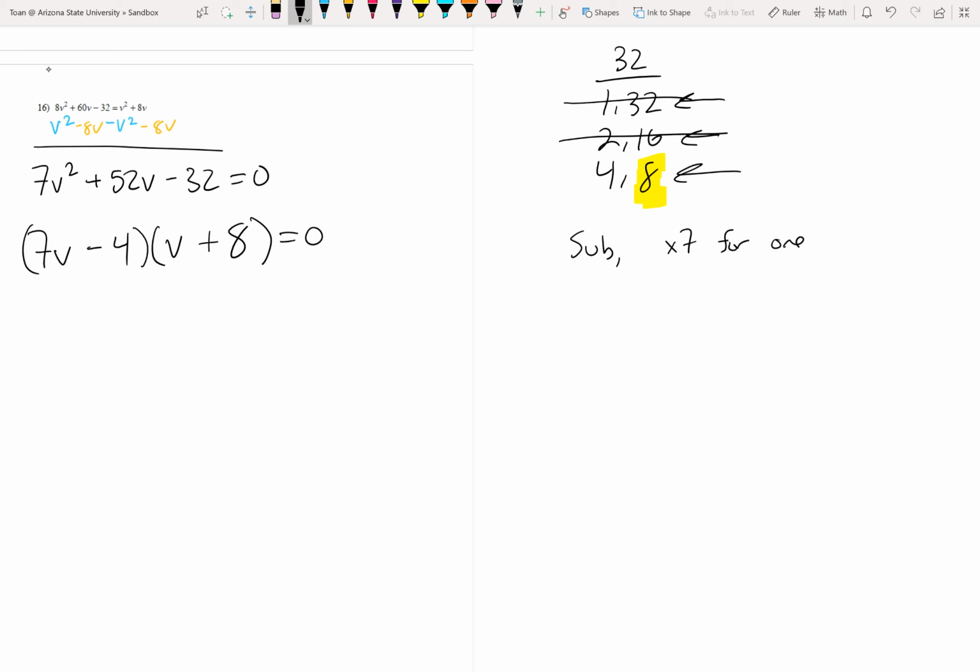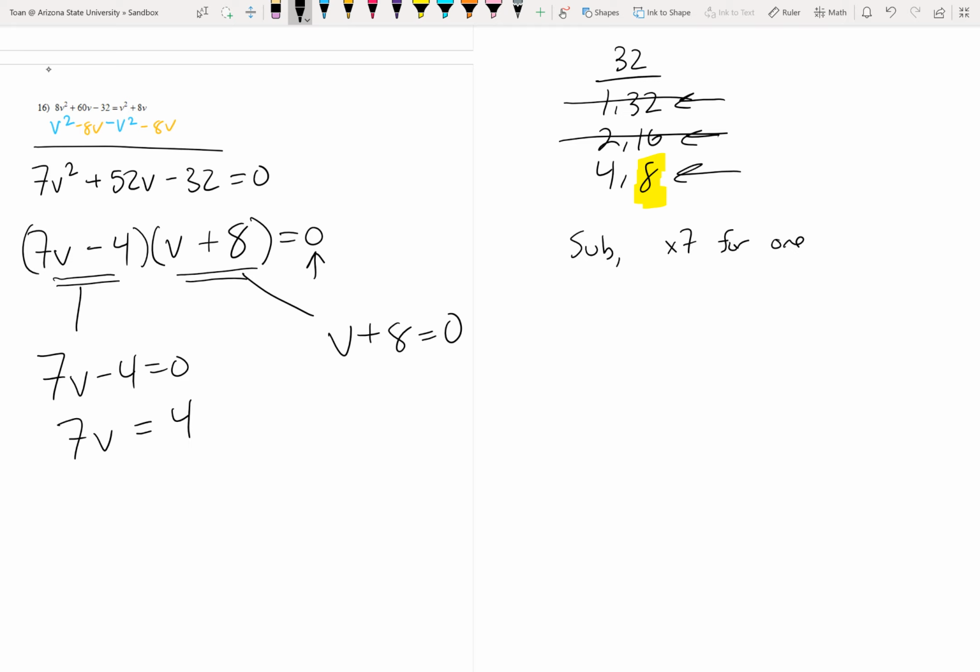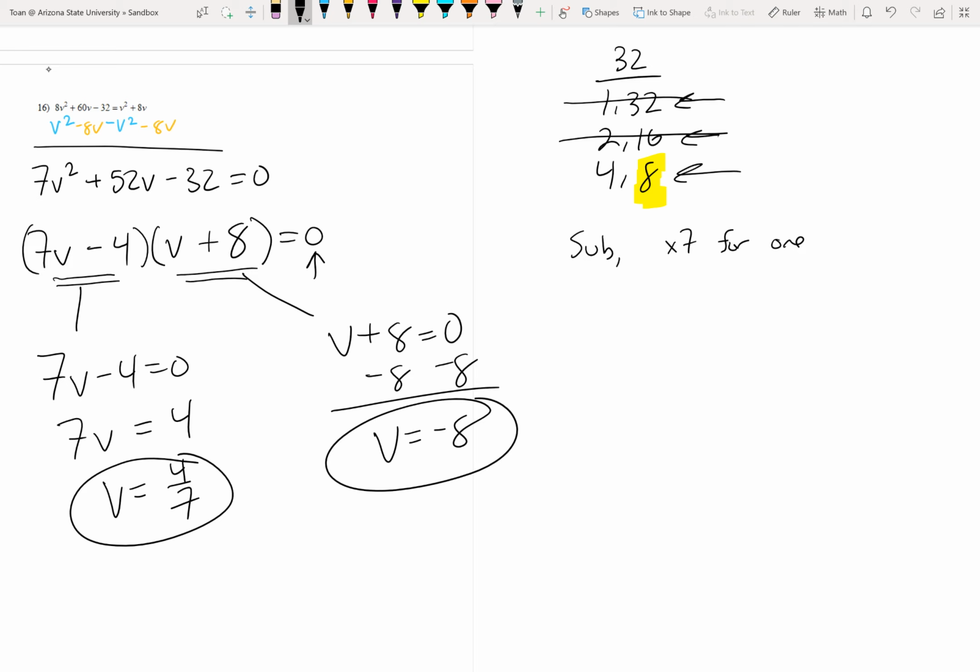Now the reason why we want 0 on one side and factorize it is because we can use the zero product property now. Zero product property states if you have a multiplication problem, which we do here, and equals 0, which we do there, you can go ahead and set each factor separately equal to 0, and then solve. So add 4 to the left side here, divide out the 7, and for the right equation, you can go ahead and subtract 8. v equals -8. So those are the two answers, -8 and +4/7.